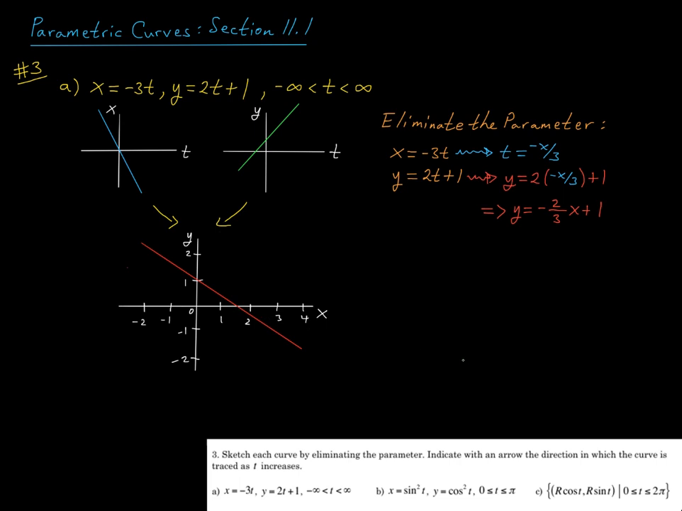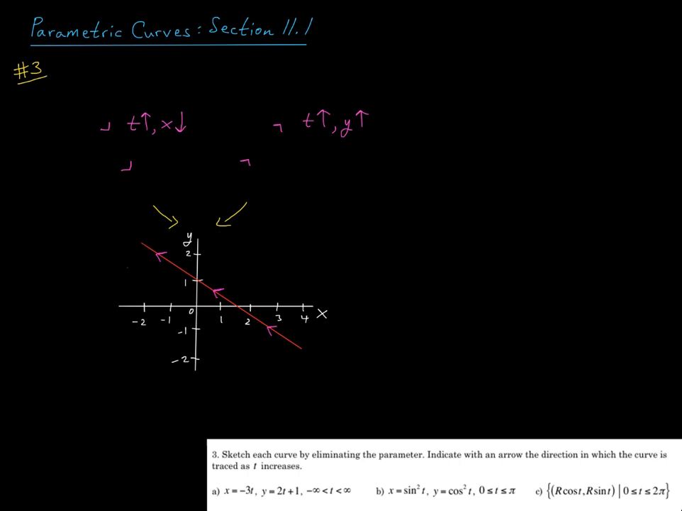All right, now as far as the arrows which indicate the direction in which the curve is traced as t increases, well, go back up here and note that as t increases, x decreases and y increases. So what that implies for this graph down here in the xy plane is that we'll be moving to the left since x is decreasing, and we'll be moving up since y is increasing. So we conclude that as t increases, we'll be moving along this red line in the direction indicated by these arrows. Cool. All right, so that does it for part A.